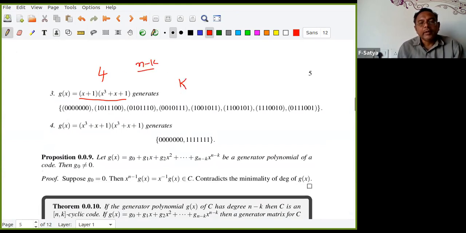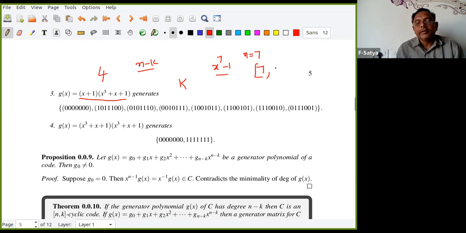Now we are going to get a code of dimension k. Sorry for that. Here n minus k will come, and k dimensional. So now, where are we working? x power 7 minus 1, right? I am working with x power 7 minus 1, so n equals 7. Okay, 7 comma. So now the degree is 4.